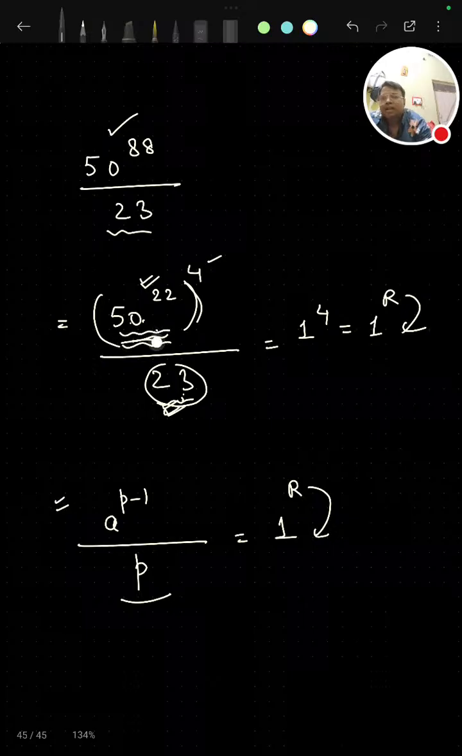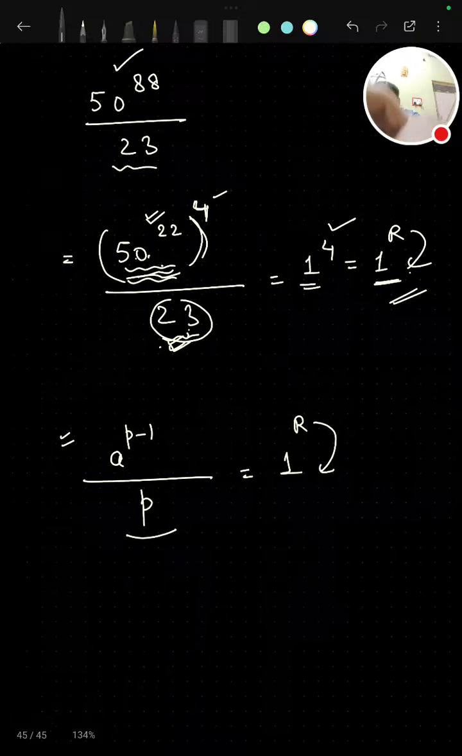Okay. The remainder is 1. So number to the power 4, then the remainder to the power 4. Remainder to the power 4, it is 1. 1 is less than 23, so the answer is 1. Clear? It is very simple. Now move on to the next question.